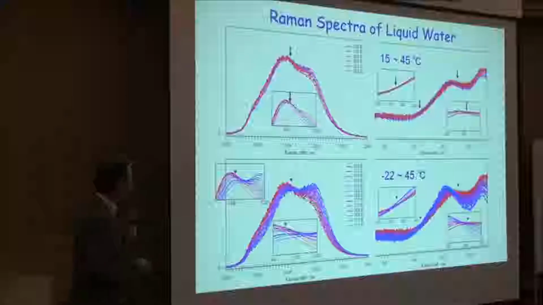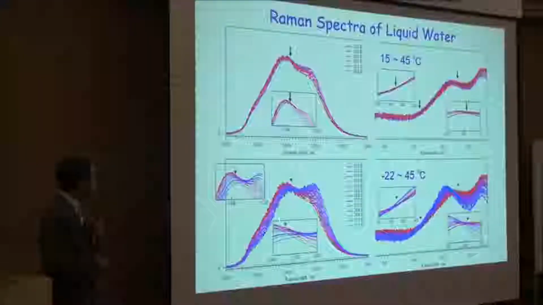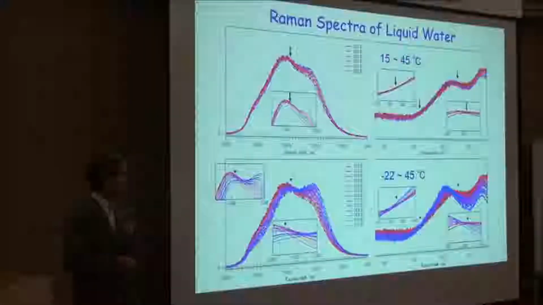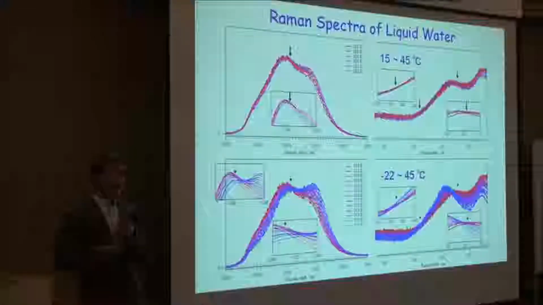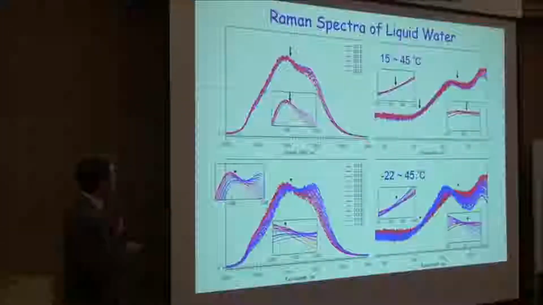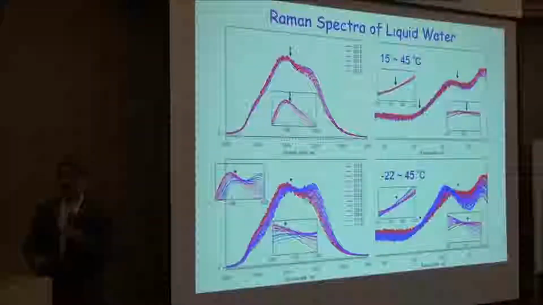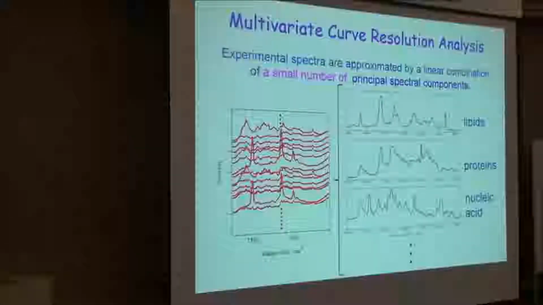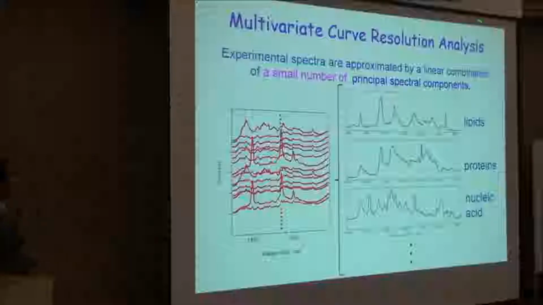But if you go to lower temperature, this isoscattering point is lost. That means there are more components contributing in this temperature region. So we first analyze this temperature range by MCR analysis.